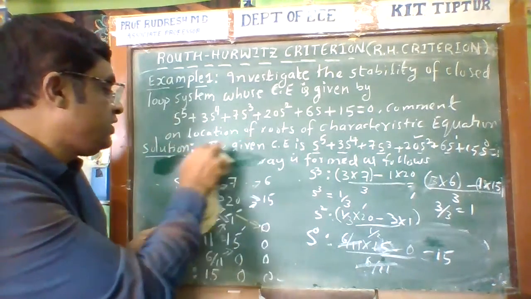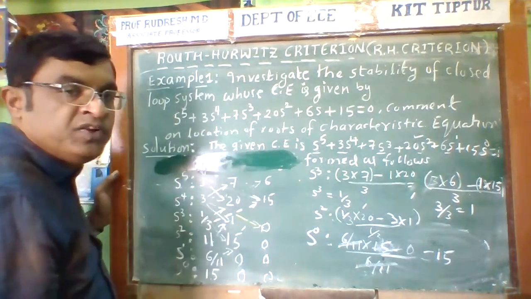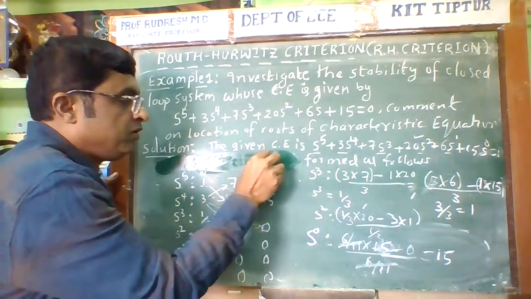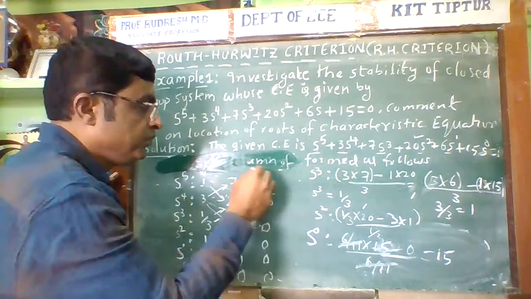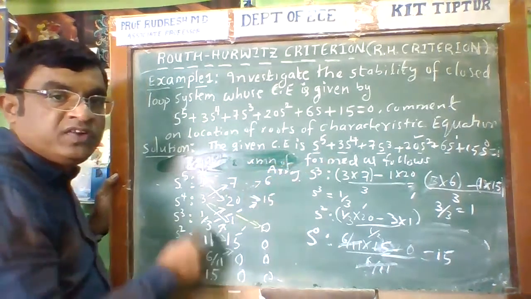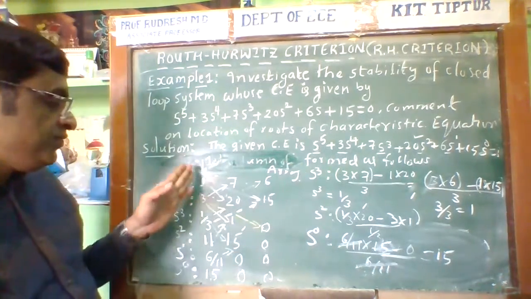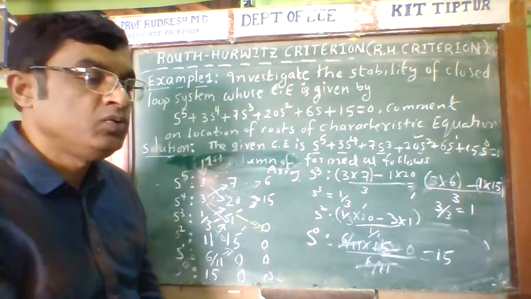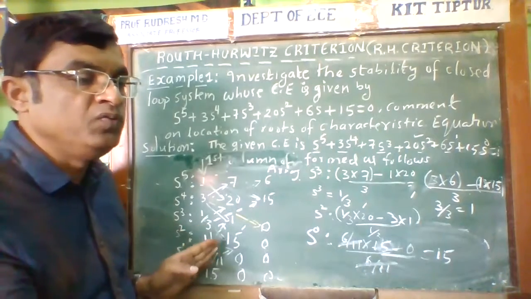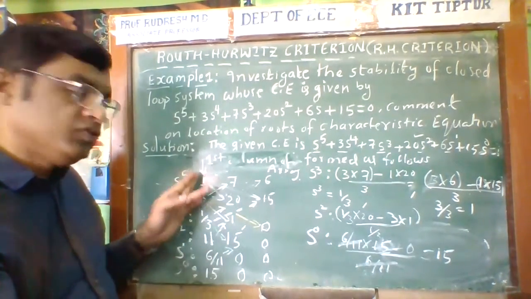This is the first column of the root array. After forming the root array, observe the first column. The system is stable because all the elements of the first column of the root array are positive. Look at the first column elements: all the elements are positive.